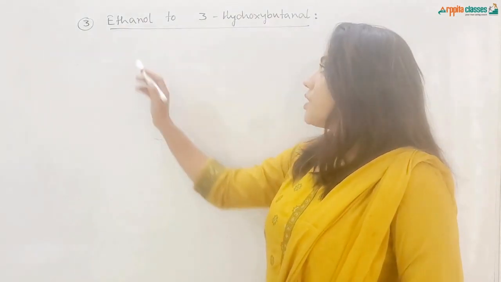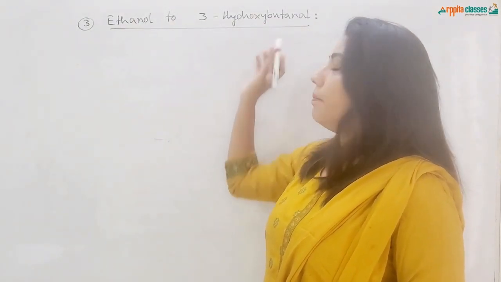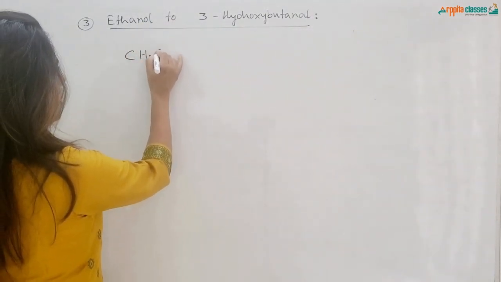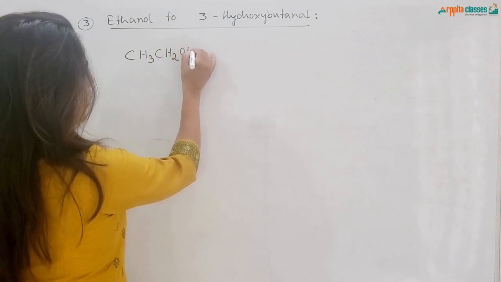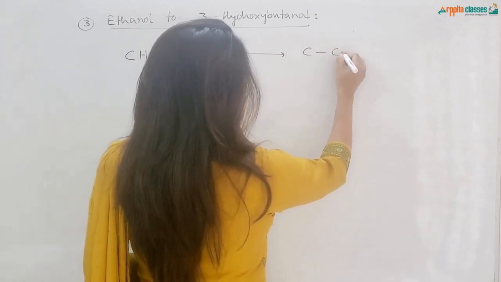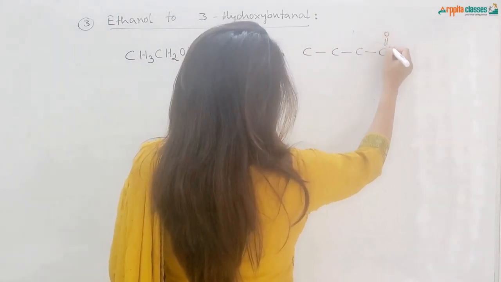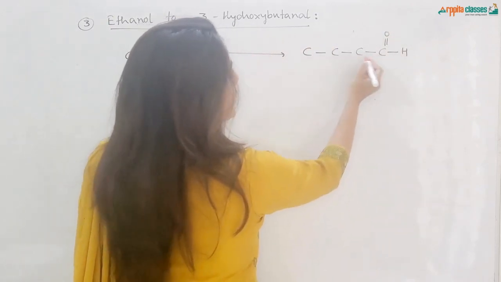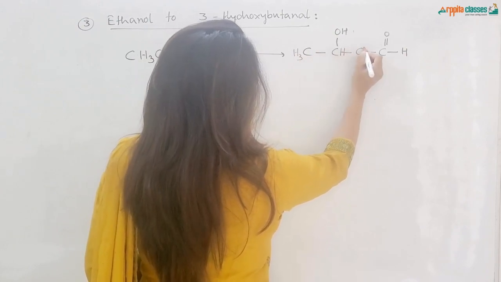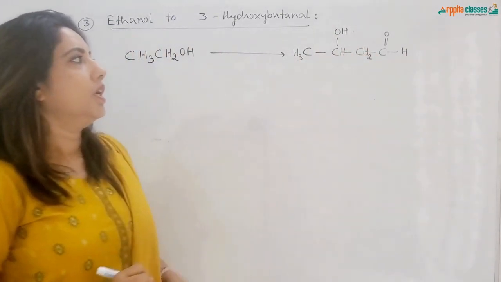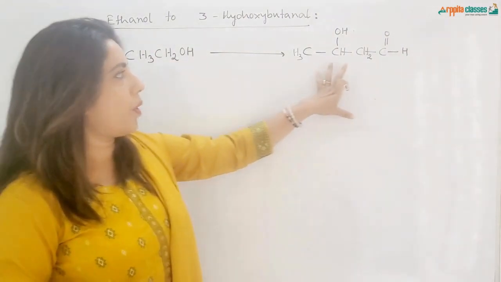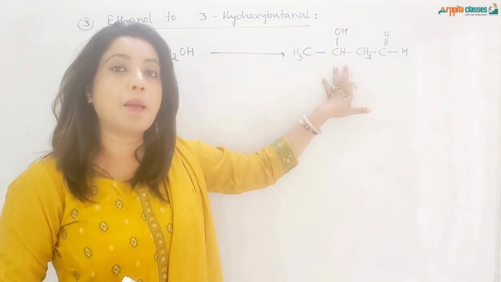So the third conversion is from ethanol to 3-hydroxybutanal. Let us draw this structure. Ethanol is CH3CH2OH. From here I need to get butanal. So 1, 2, 3 and 4. Butanal, this is 3-hydroxy. So here I get an OH group attached. So CH3, CHOH, CH2, CHO. This is your 3-hydroxybutanal. Now see, we have a 2 carbon compound and we are getting a product with 4 carbon atoms. So this is a step up reaction.